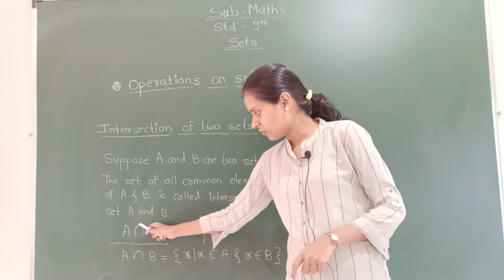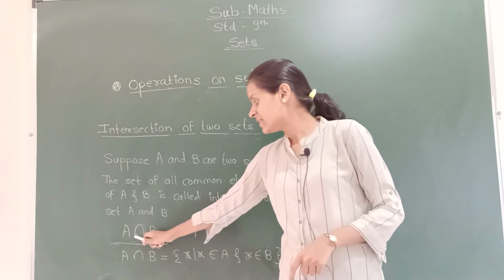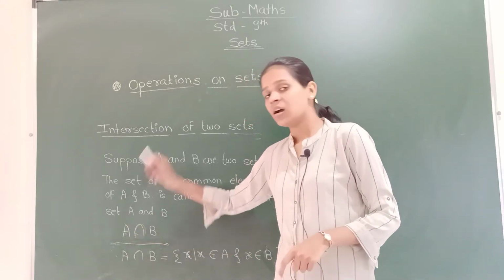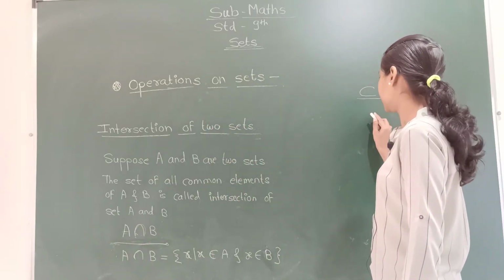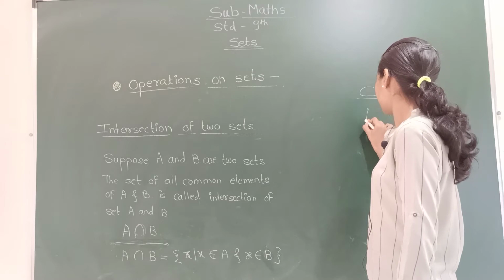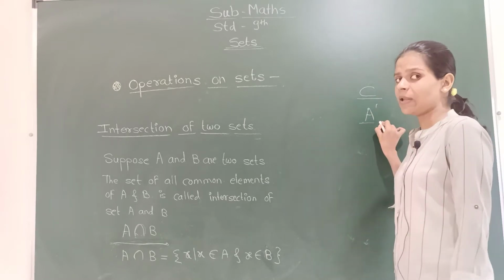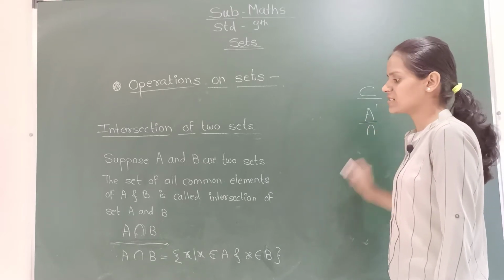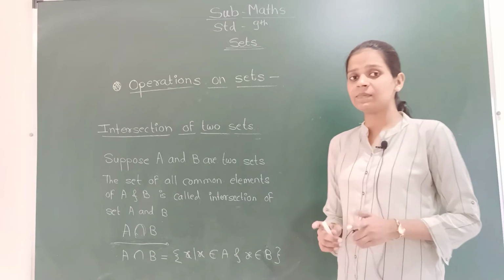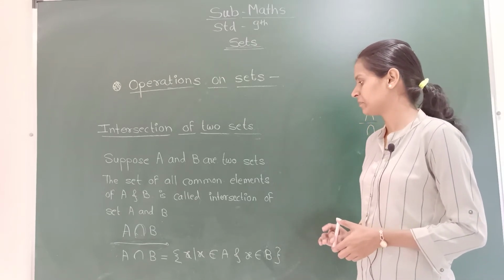This is the sign of intersection. Please keep in mind, this is the sign of intersection. Please don't get confused. This is the sign of subset. Suppose we write A dash, this is the complement set of A, and now this is the sign of intersection. Please don't have any type of confusion in between these.